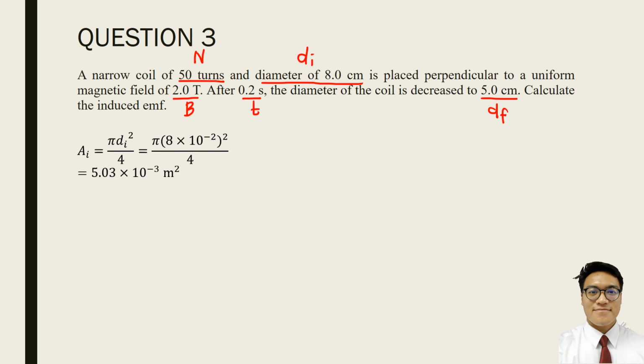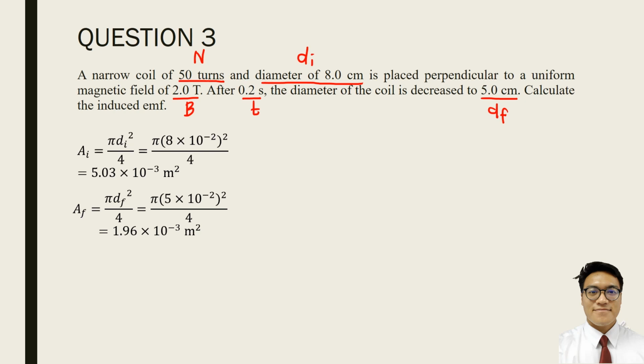Initial area A_i is equal to pi d squared over 4. Here our d is our initial diameter, d_i, so d_i squared. Then we get 5.03 times 10 to the power of negative 3 meters squared. So this is the initial area. Next, we can find the final area, which is again the same formula, pi d squared over 4, but this time this is d_f, the final diameter. So we should get 1.96 times 10 to the power of negative 3 meters squared.